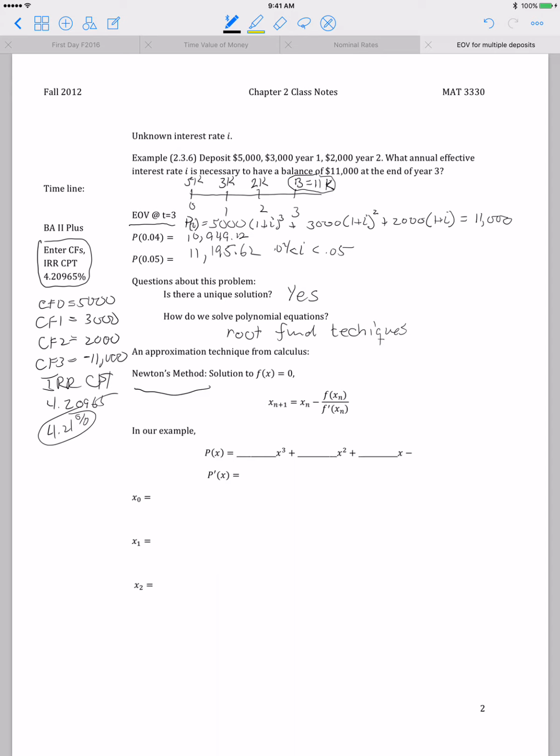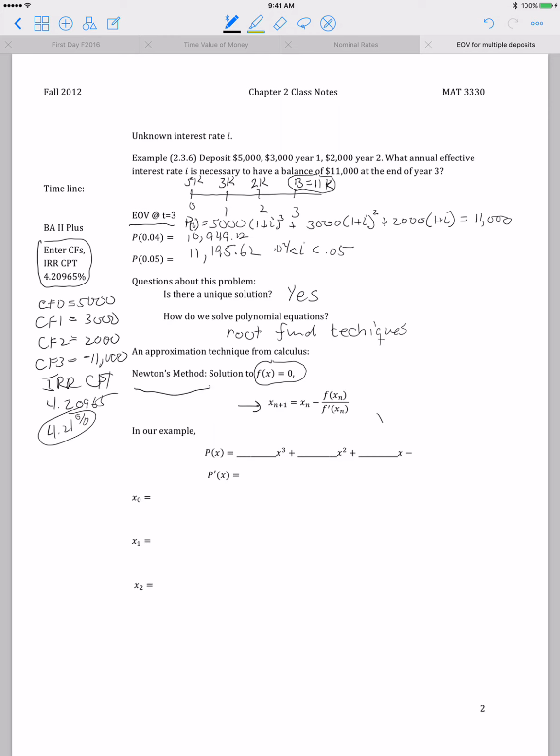Newton's method. So in order to review Newton's method, let's remember that Newton's method is used for solving the equation f of x equal to 0, where f of x is some function. In our case, f of x is going to be a polynomial, and we're going to use Newton's method to find the roots of the polynomial by solving the polynomial equal to 0. Here's the Newton's method formula. It's an iterative formula. And first, let's define our polynomial.